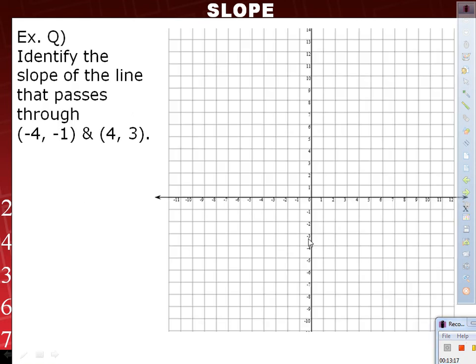So check this out. On your graph paper on the top left, I want you to write example Q. Identify the slope of the line that passes through negative 4, negative 1, and 4, 3. Copy that, please. On what side, the left or the right? On the left side of the graph paper. So you should have two medium-sized graphs on your right side, and you have a blank space on the left. Is that correct? So at the top left, write example Q. Identify the slope of the line that passes through negative 4, negative 1, and 4, 3.